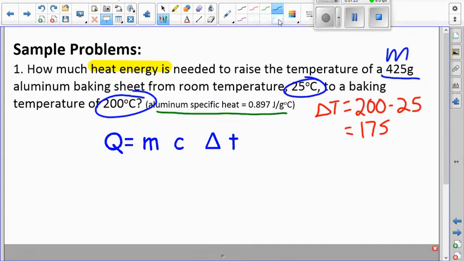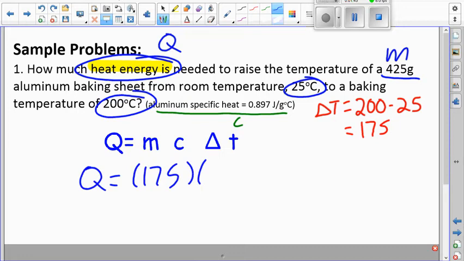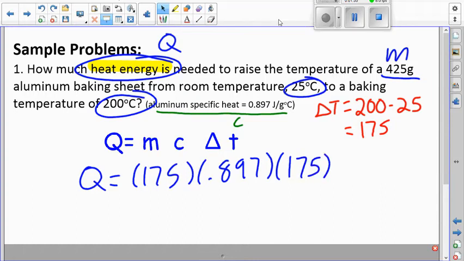So if we're going to plug things in, it looks like we're looking for our Q. That's the one that we don't have, because this is our C. Which makes sense, because it says how much heat energy. That's definitely a Q when we're asking for a quantity of heat energy. So if I plug everything in, Q, which I don't know, equals 175 times C, which is 0.897, times delta T, which is our 175.